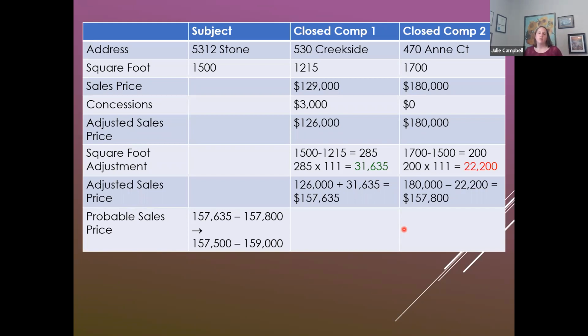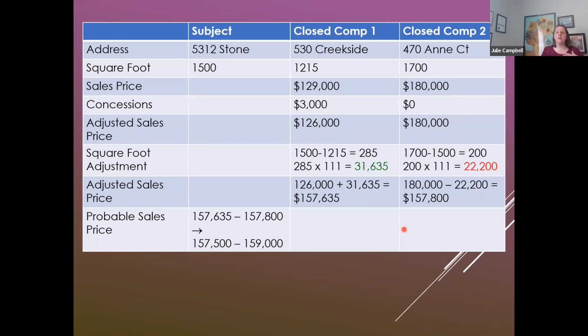Then we look at our subject property of 1,500 square feet and compare it to my closed comp with 1,700. Which one has more? Now it's the comp that has more. Find that difference. And how do I make my comp match? I deduct. I reduce the cost. So we took our 111 times the difference in square feet.